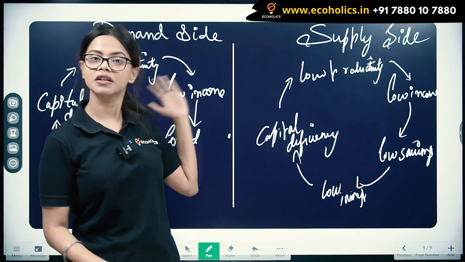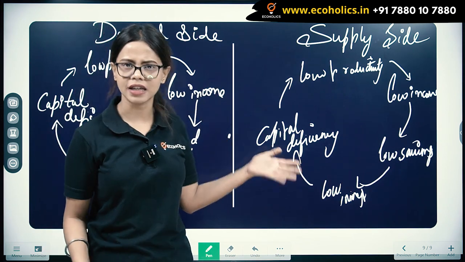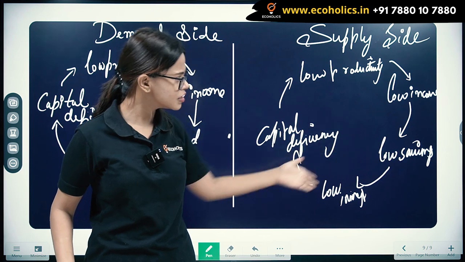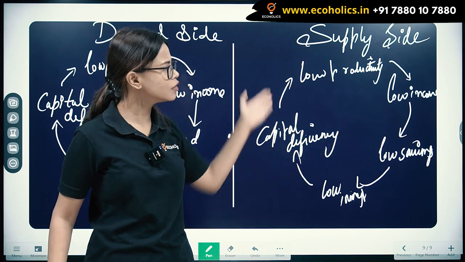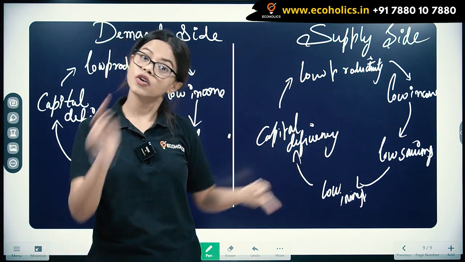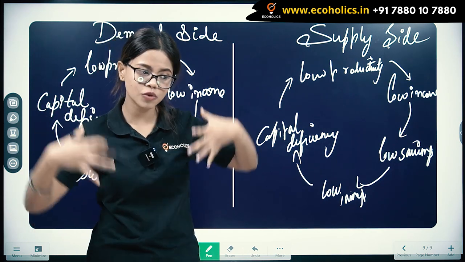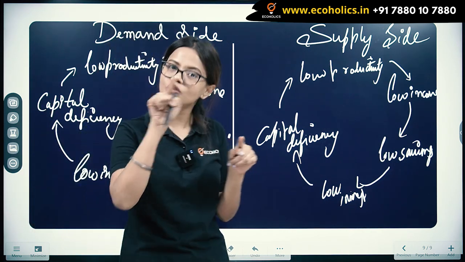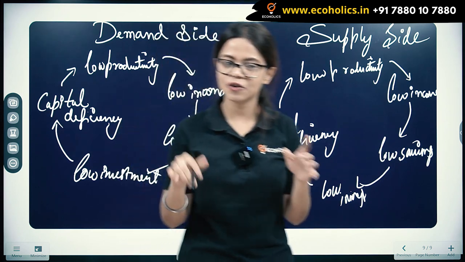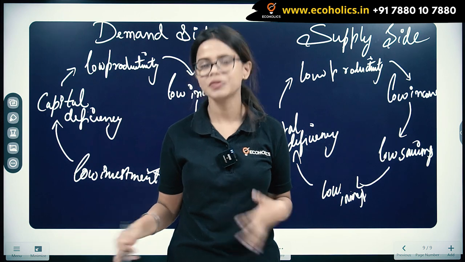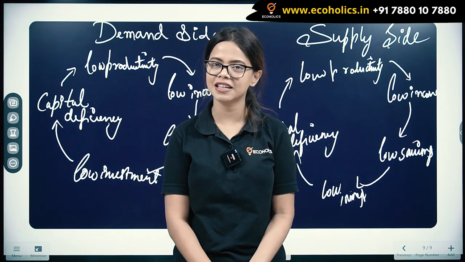You all know the demand side, you all know the supply side. Can you see how, due to this low income, the cycle went on? Because of this, that happened, and because that happened, this happened. We were not able to get out of it. That is known as your vicious circle, okay? So that is why they say a country is poor because it is poor. I hope the vicious circle of poverty is clear to all of you.